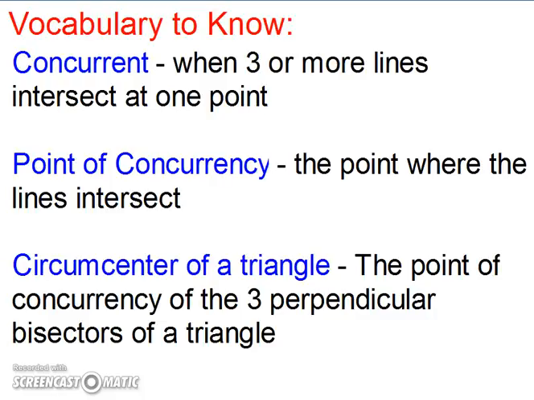Concurrent is when three or more lines intersect at one point. The point of concurrency is that point where all those lines intersect. The circumcenter of a triangle is the point of concurrency of the three perpendicular bisectors of a triangle. So circumcenter, perpendicular bisectors. They go together.